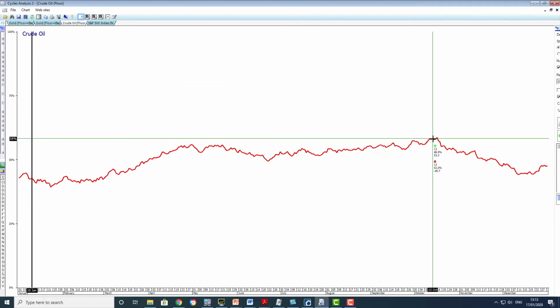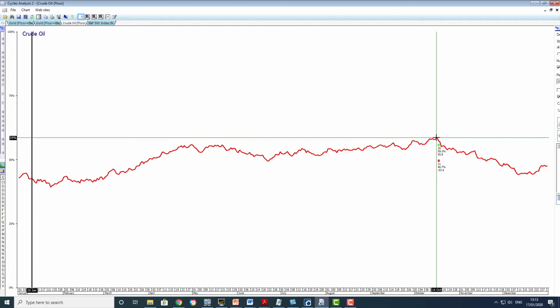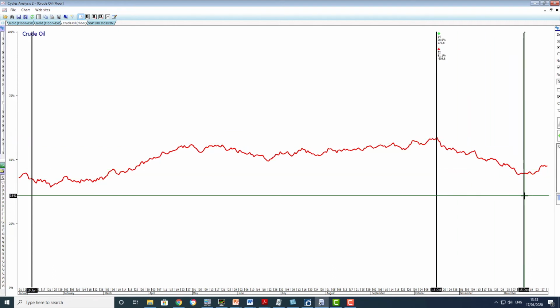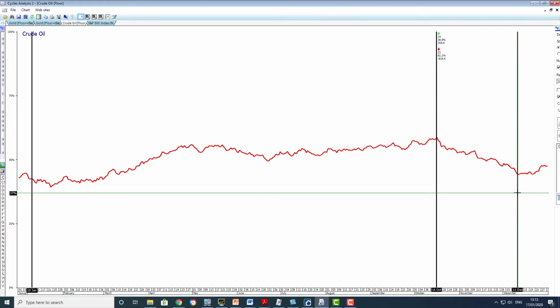So oil tends to make a high around about the beginning of October and comes down to, say, here. Let's have a look. If you look at the numbers at the top there, comparing the 16th of October to the 11th of December, between those dates there's a 61% probability that oil will close lower, and this is in the last 30 years.